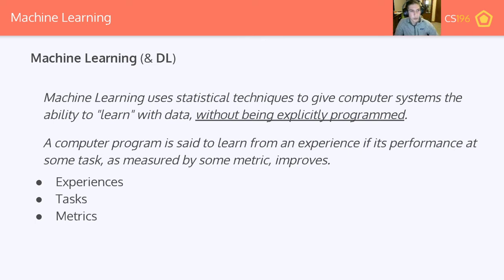And another quote that we'll give is: a computer program is said to learn from an experience if its performance at some task, as measured by some metric, improves. And there's three major things that I want you to take away from that second quote, which is you are learning from experiences at some task, and you measure your performance by some metric.